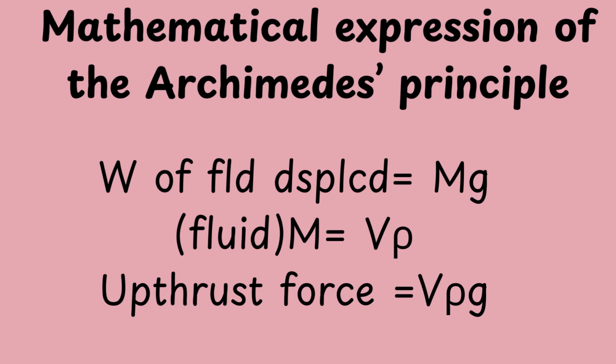Here, everything, just focus on the fluid. Don't even focus on the weight of the object or anything. All of this is fluid, the weight of fluid displaced. So, please, again, take note. Don't come and put the density of the object. Put the density of the fluid and the volume of the fluid. G is a constant. So now we have upthrust force is equal to volume of the fluid displaced times density of the fluid displaced times g.